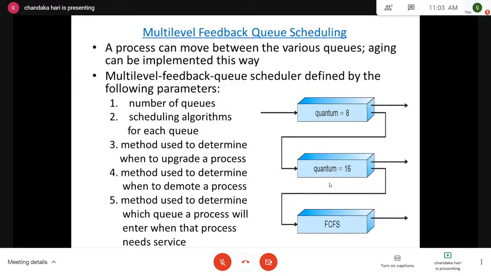Finally, the fifth very important one is the method used to determine which queue a process will enter when it needs service. Once a new job arrives, you need to decide whether it is going to enter the first queue, or the second queue, or this one. So you need to adopt some method. You need to write one program which will decide which queue this job is going to be placed on.